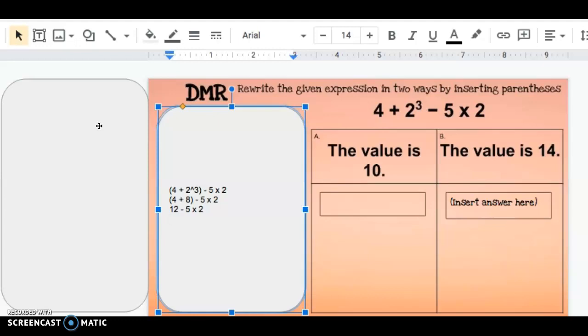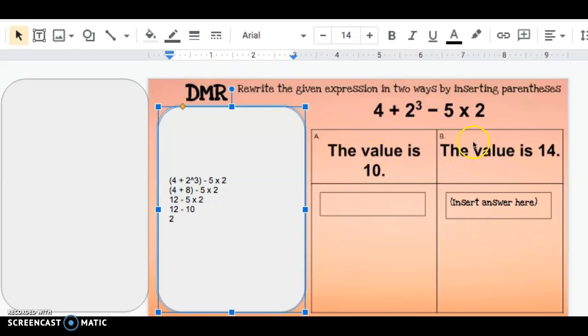Now, I'm done with my P, done with my E. Now I am on to M and D. Do I have multiplication or division? I do. So I have to do 5 times 2. So I keep my 12 minus 5 times 2, which is 10. And then I have addition and subtraction. All I have left is subtraction, so I get my answer of 2.